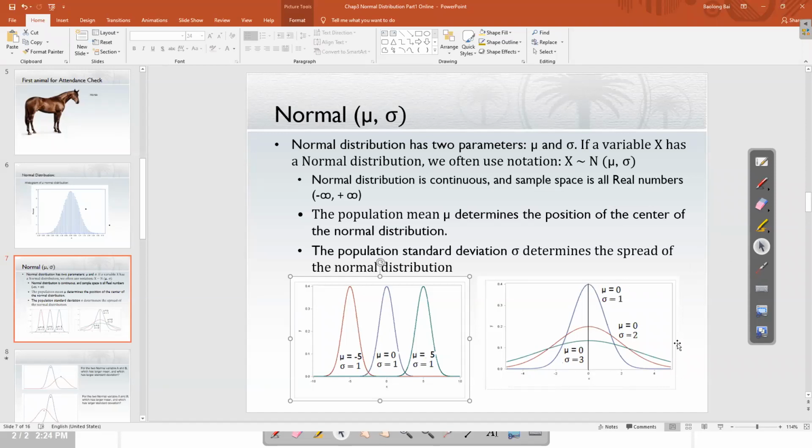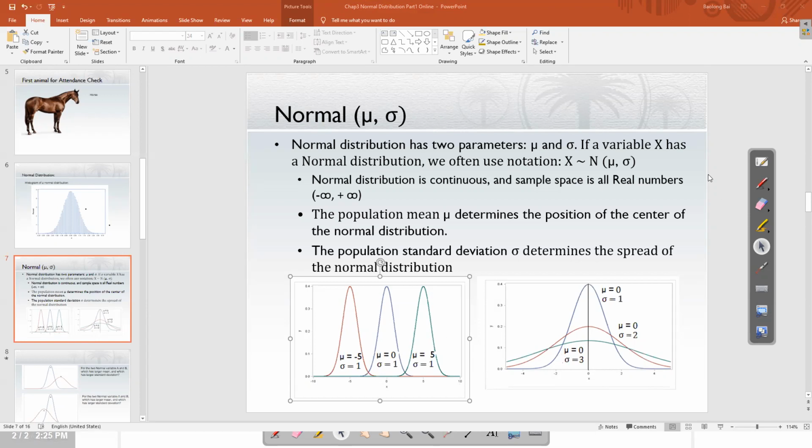And on the right-hand side, we also have three normal density curves. We have mu all equal to 0. So if you look at the center, all three density curves point to 0 on the x-axis. They have the same population mean. And the population standard deviation changes from 1 to 2 to 3. You can see that when the population standard deviation gets bigger, the density curve gets flatter, more spread. So sigma is determining the spread of the normal density curve.